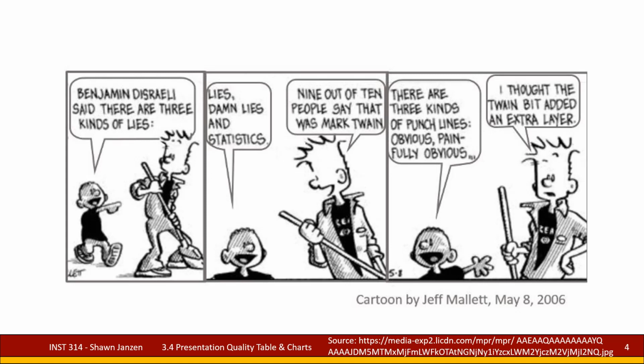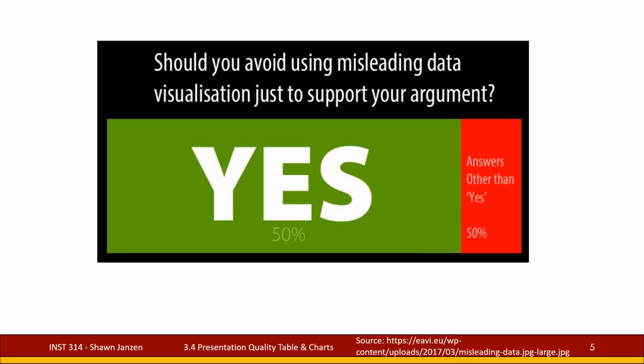Wow, 1862. Benjamin Disraeli said there are 3 kinds of lies: lies, damn lies, and statistics. Then he says, 9 out of 10 people said that was Mark Twain. Then it says, well, 3 kinds of punchlines: obvious, painfully obvious, and he says, I thought the Twain bit was an added extra layer. What I'm really trying to get at with this one is that whether it was Mark Twain or Disraeli who said it first, the more to the point is that you can use statistics to lie very well. So let's take a look at some examples.